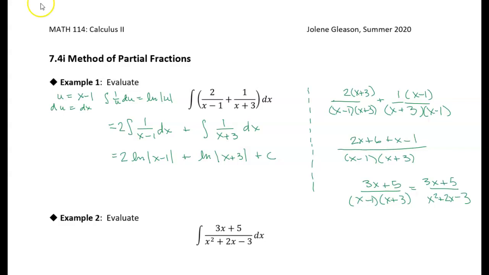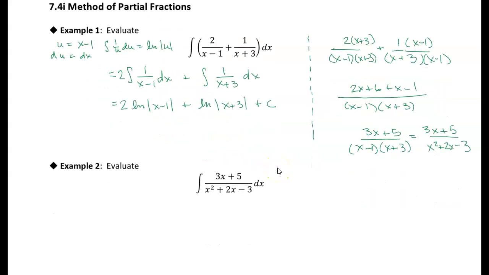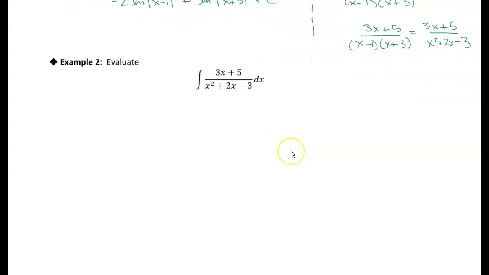Now, the question is, how would I know that if I was given a problem in this form to start out with, this form in example 2? How would I know that that's the same thing? That's the motivating question behind partial fractions, which is to take a rational function and break it down into the sum of simpler rational functions. And that's what I'm going to show you how to do in this example 2.